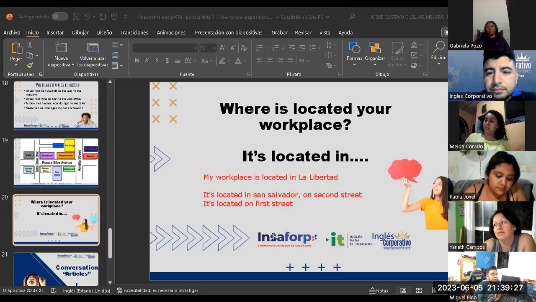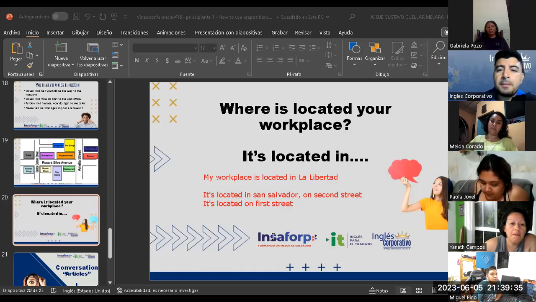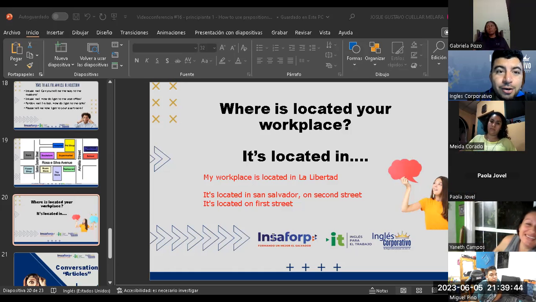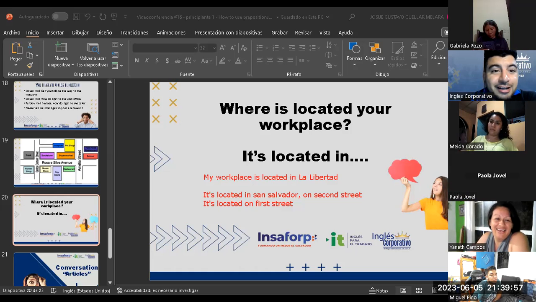My workplace is located in La Libertad. Good. Janet and Karina. My workplace is located in San Juan Opico on First Street. Really? I have friends in Opico. Tengo amigos en Opico. Okay. Ya vamos a hablar. Okay, Cari and Walter.